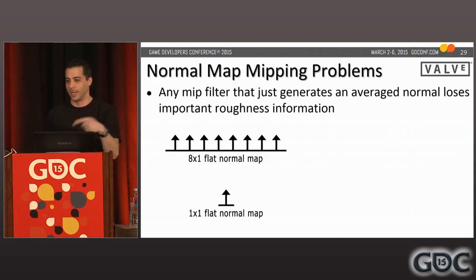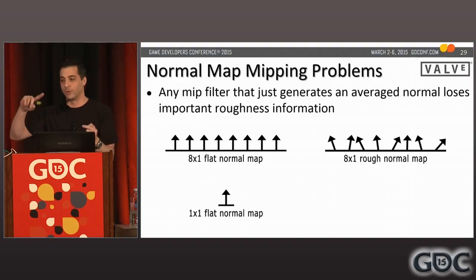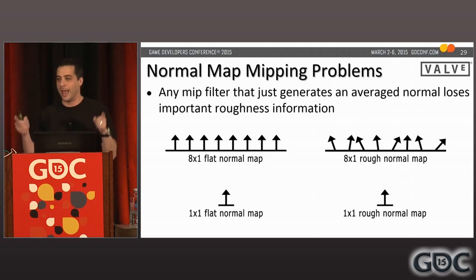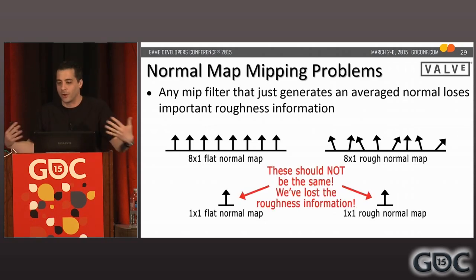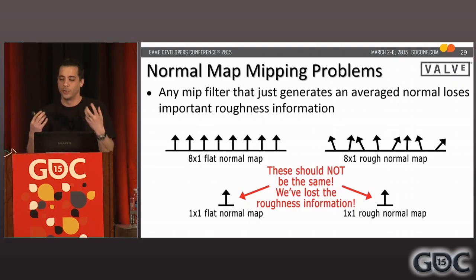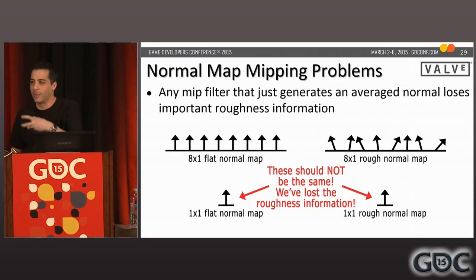Now let's look at a better example where you've got an 8x1 normal map, but there's roughness. Your normals are pointing all over the place, right? As we MIP that down to a 1x1, what you're going to get is exactly the same flat normal. These should absolutely not be the same. You've just lost all of that roughness information, okay? Which is why things become a glossy mess. As you minify it, the low MIPs of our normal maps are always representative of a perfectly flat, smooth, glossy surface, which is the wrong thing. We've lost all that information of our normal map.